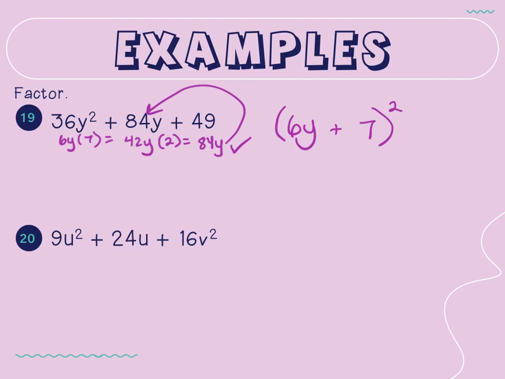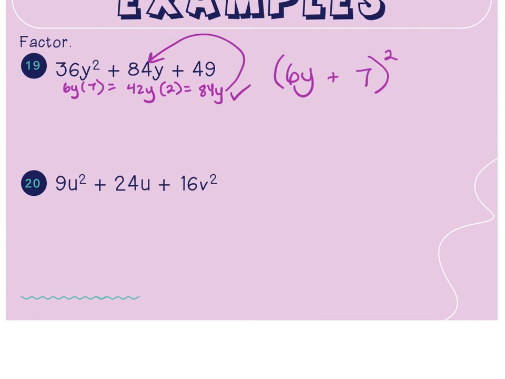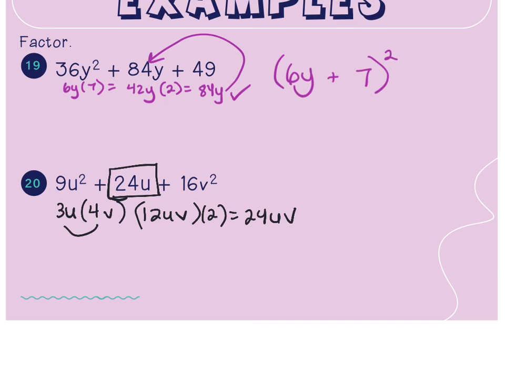All right, 20: square root the first term, I'd get 3u. Square root the last term, I get 4v. Multiply those together, I get 12uv. Double it, and I get 24uv. That does not match my middle term. My middle term is missing the v. So this is prime.